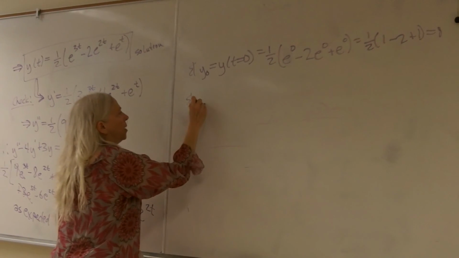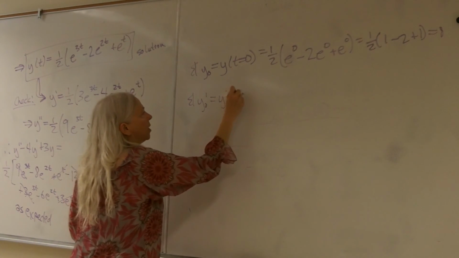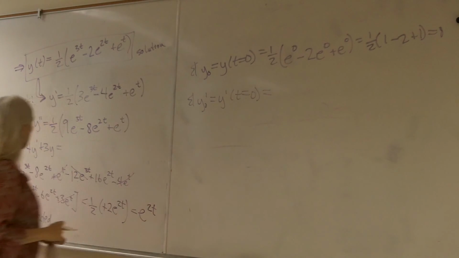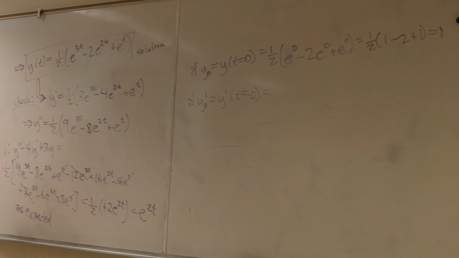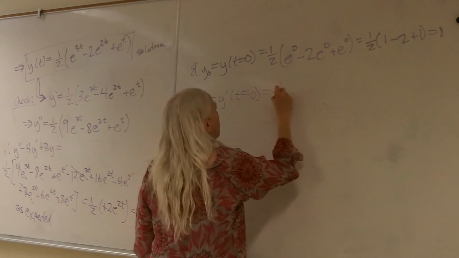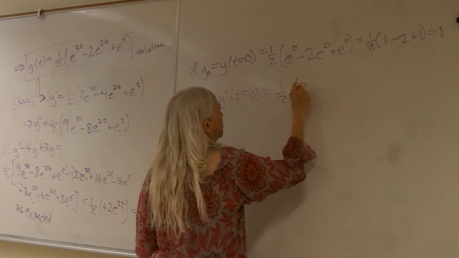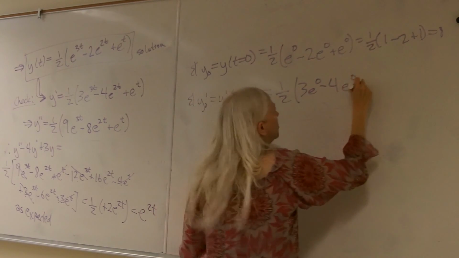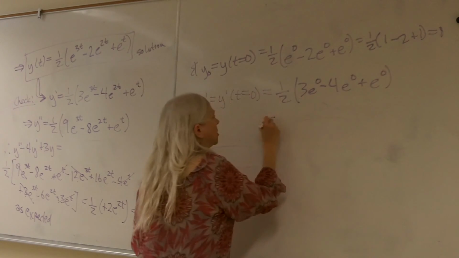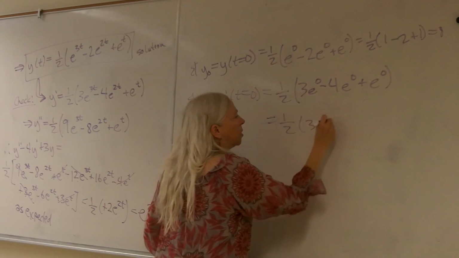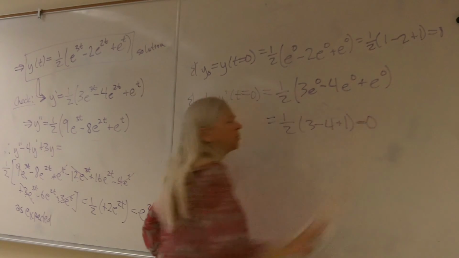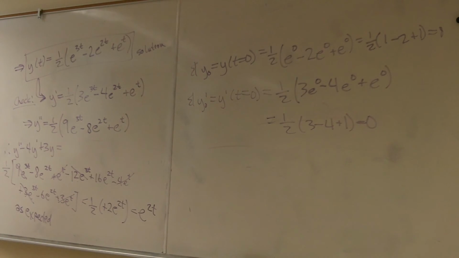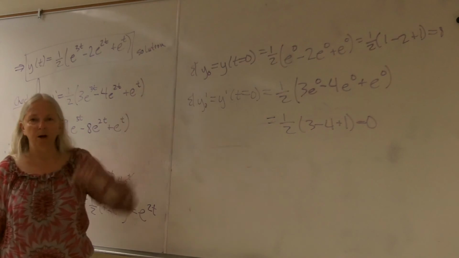And similarly, y naught prime, in other words, y prime evaluated at t equals 0. Here's our y prime, so let's just plug in t equals 0. So we have 1/2 times the quantity 3e to the 0 minus 4e to the 0 plus e to the 0. In other words, 1/2 times 3 minus 4 plus 1, which of course is 0 also, as expected. So everything works. Our solution, when we plug it back in, is clearly a solution of the differential equation, and it met both of our boundary conditions.